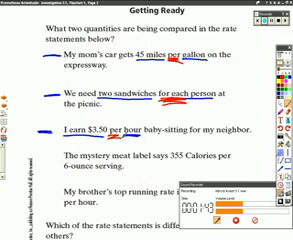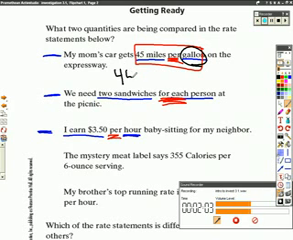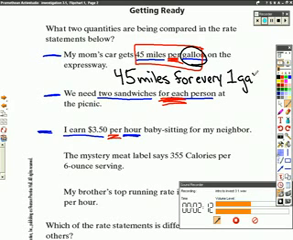A unit rate is when basically, out of the 2 things that we're comparing, one of them is simplified down to just 1. So what we have here is 45 miles per gallon. So the unit rate in this example is gallons, because we go 45 miles for every 1 gallon.